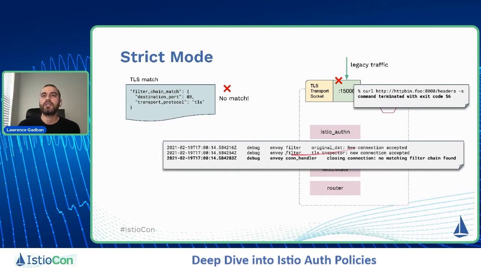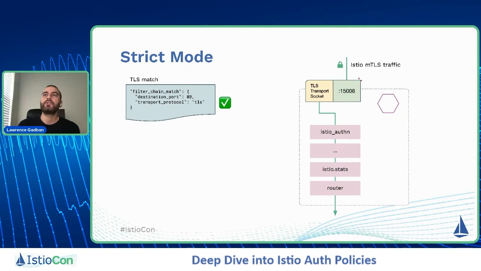If you look at these debug logs of the actual Envoy proxy, you'll see that the connection was accepted, but then the connection handler is saying, I'm closing the connection because there's no matching filter chain found. So essentially by turning on strict mode, the sidecar proxy will not even accept the connection. We're shutting down any incoming connections if they're not Istio mutual TLS.